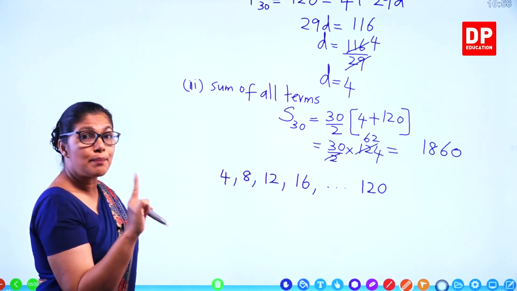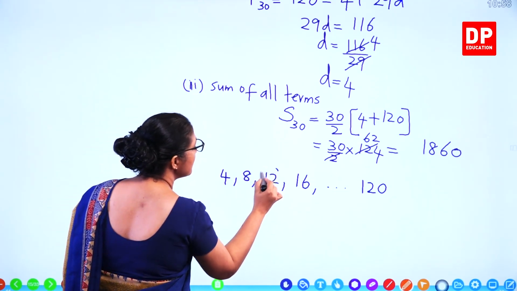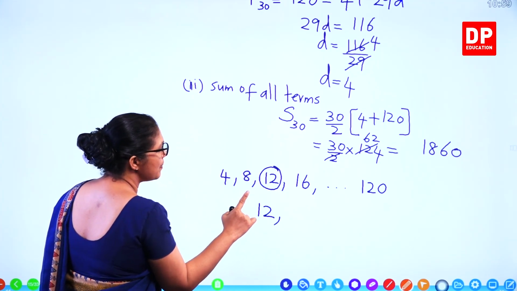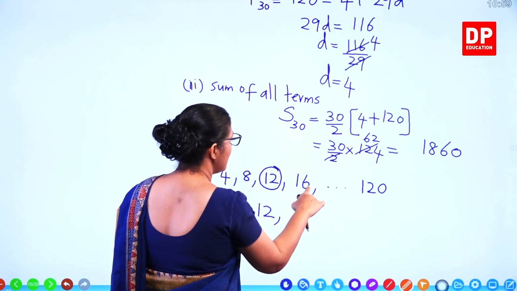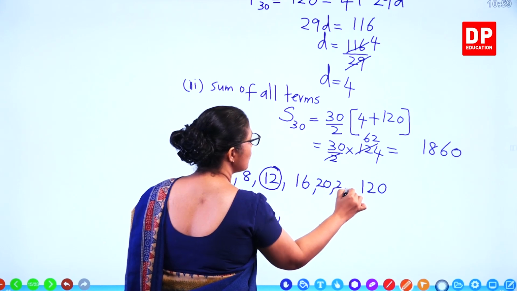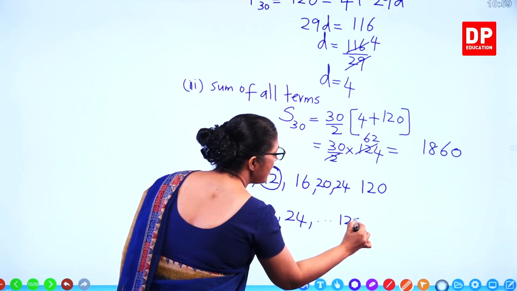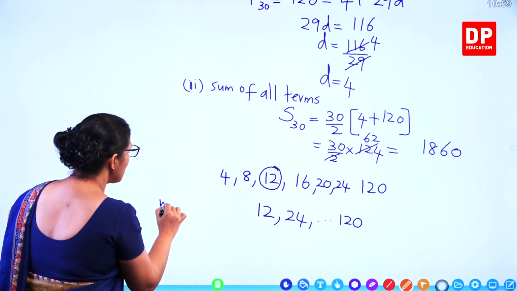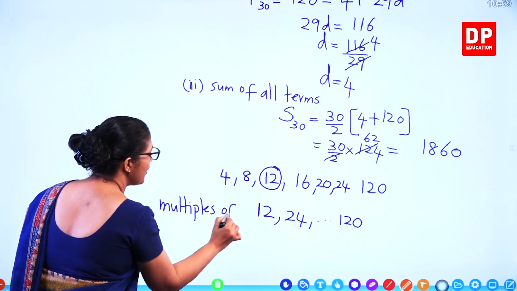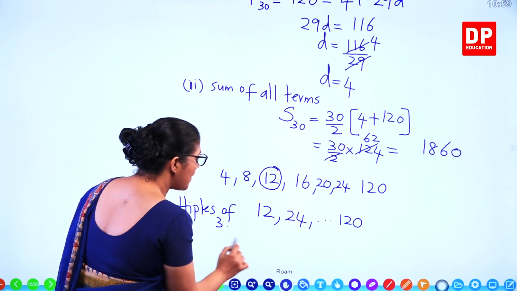But we need to select multiples of 3. So what's the first multiple? You get 12. And what's the second multiple of 3? 16 plus 4 is 20, then 24. So 24 is the next number. Likewise you get up to 120. So these are multiples of 3. Now we'll find out how many numbers there are.